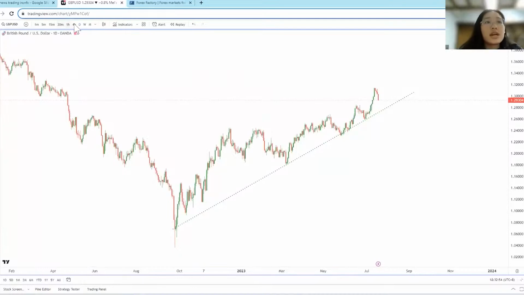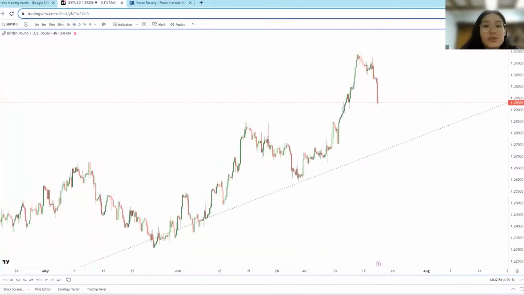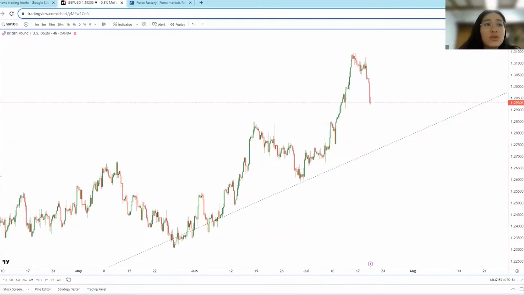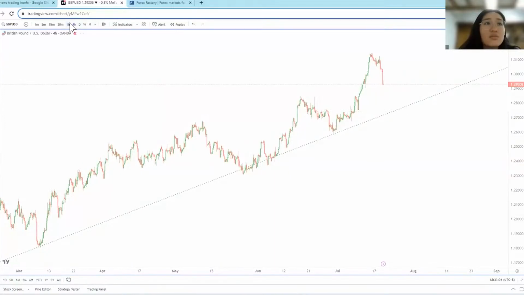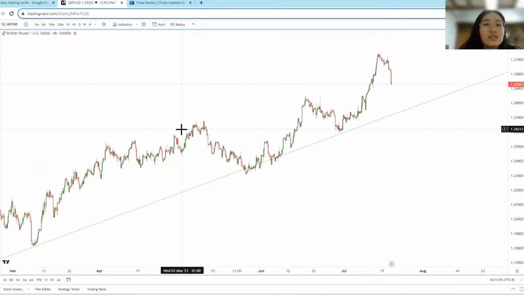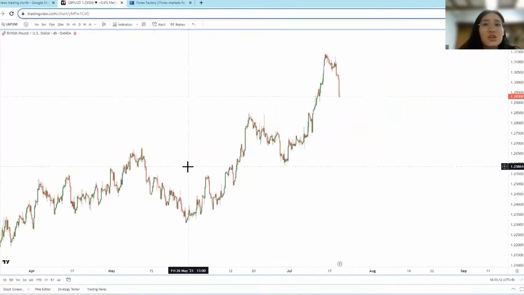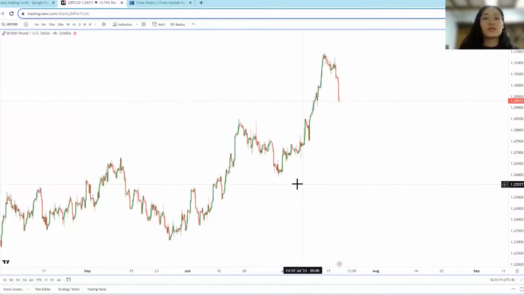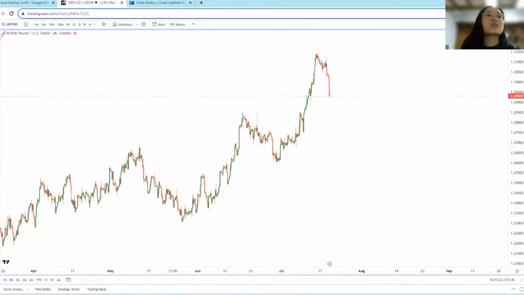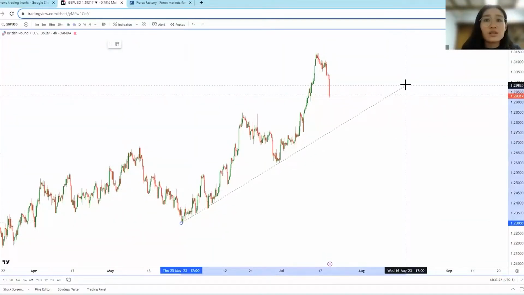Now let's take a look at either the 4-hour or 1-hour time frames. How we decide between 4 or 1 hour is by looking at how clear the charts are. In this case, both of these charts are pretty clear, so I'm just going to go ahead and analyze this on our 4-hour time frame. Let's see, we have a trend line here.